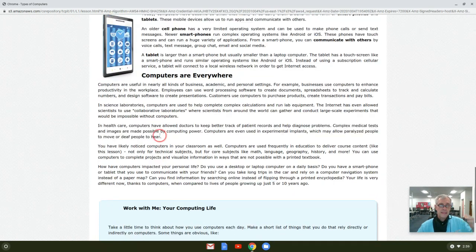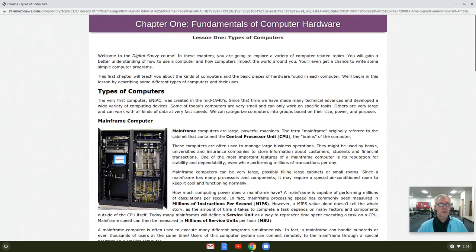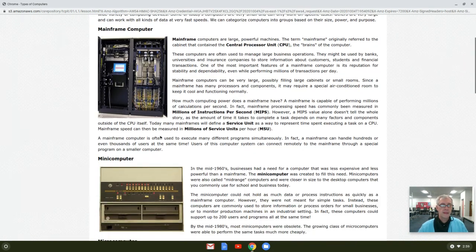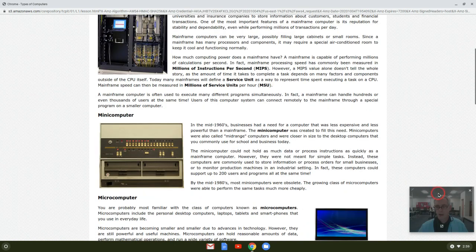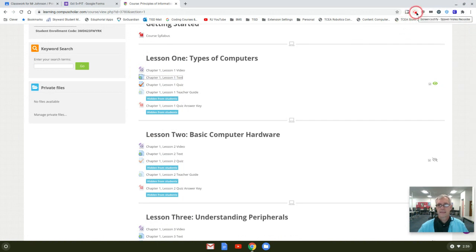So that's a rundown of this first lesson and dealing with the types of computers. Many of you read this, but I wanted to give you my input on it. So I wish you good luck on this. Take your time, read on it, work on your word bank, take a few minutes, and then we'll move on to the next lesson here shortly.